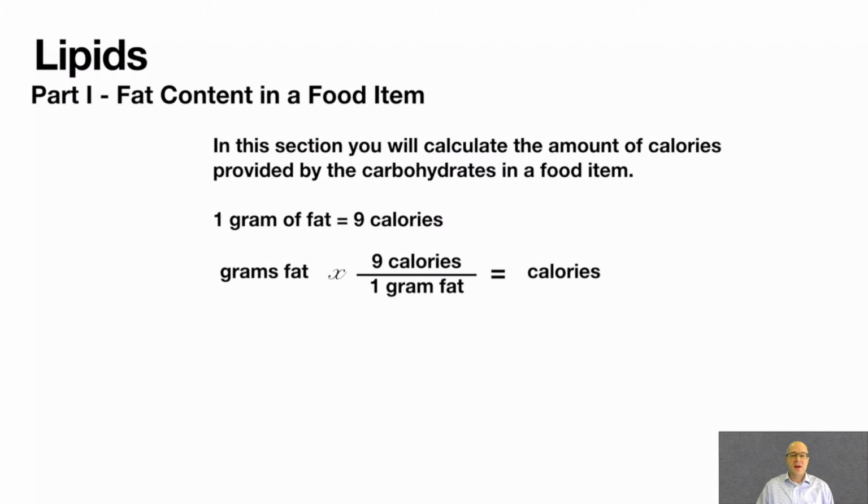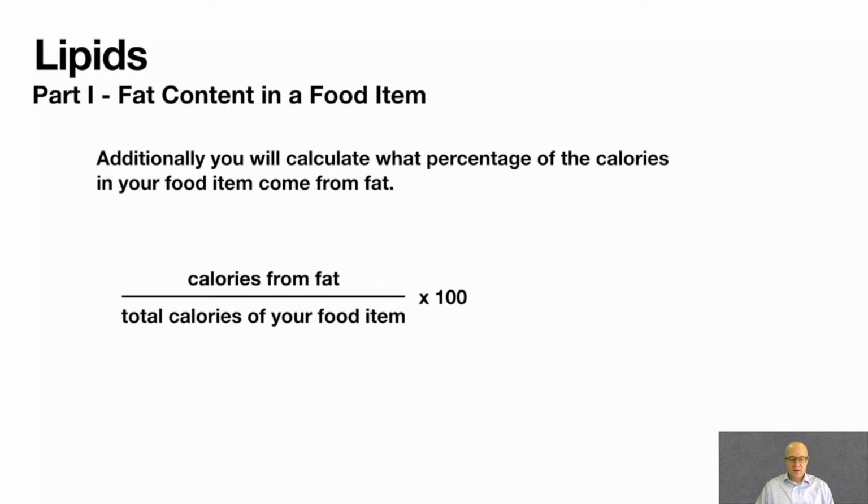Part 1, fat content in a food item. Very similar to calculating the calories of carbohydrates in a food item. Here we're going to use the grams of fat in a serving size to calculate the calories from fat in that serving size. After that, we're going to calculate the percentage of calories from fat in our food by simply dividing the number of calories from fat in a serving size by the total calories in a serving size of our food. Okay?